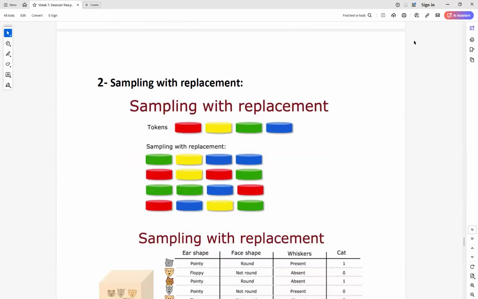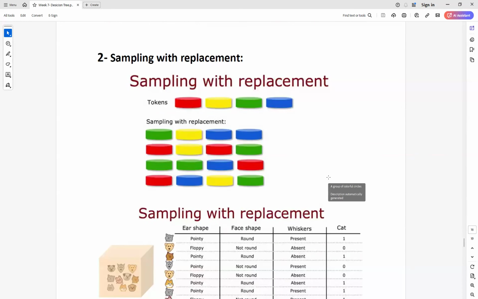Sampling with replacement. So what is sampling with replacement? Imagine that you have 4 tokens: red, yellow, green, and blue. And then you put these 4 tokens in a black bag so that you can't see inside the bag. And then you put your hand into the bag, shake it a little bit, and pick 1 token, right? You take it out of the bag and see.